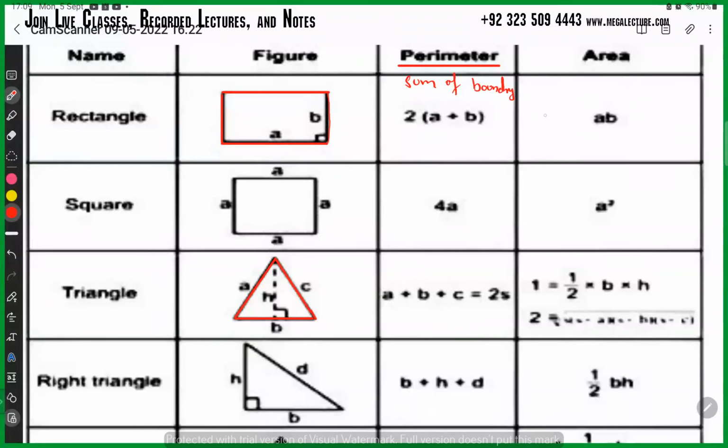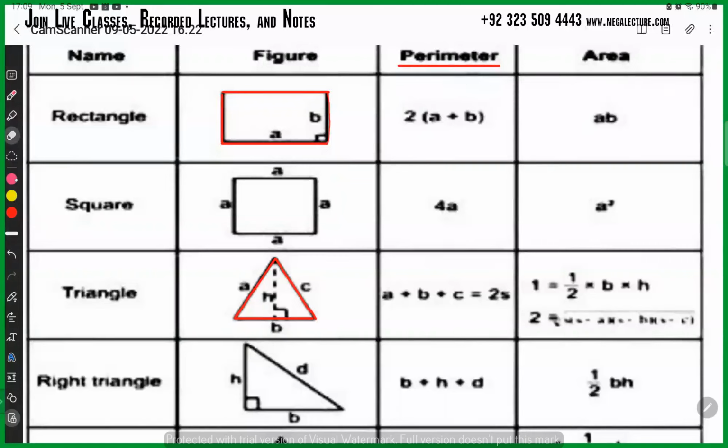Now, obviously, it depends on the shape. It could be that we have something of this type, a random figure. Let's say we have this pentagon. How am I going to find its perimeter? I'll add this side plus this side plus this side plus this side plus this side. So it could be any shape in the world. The end goal is to add the boundaries.